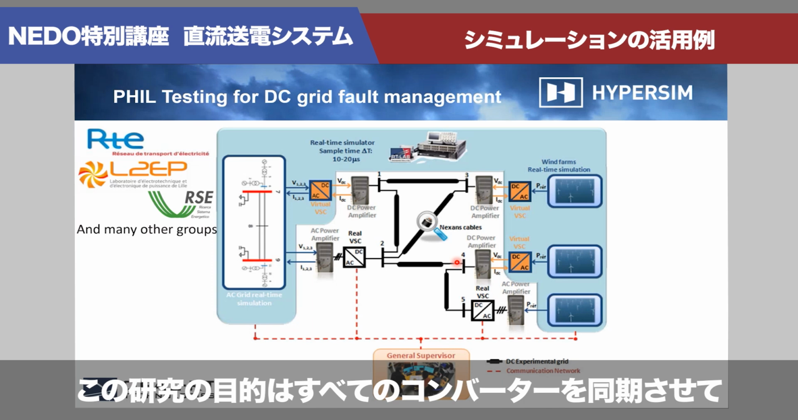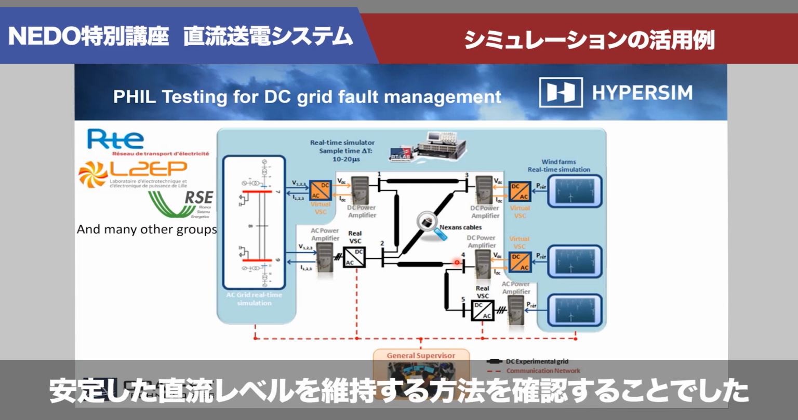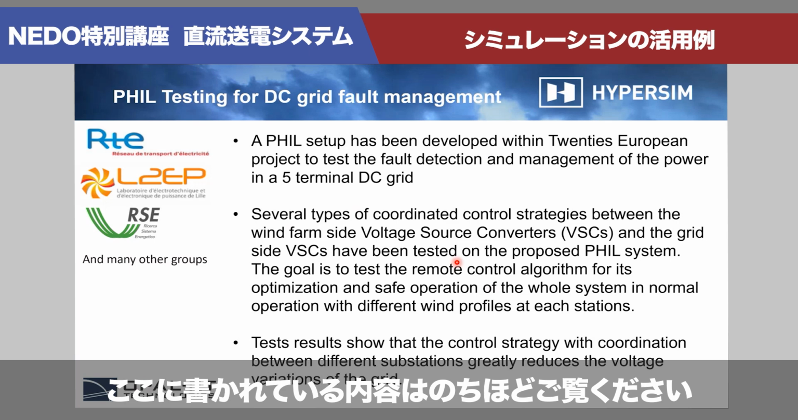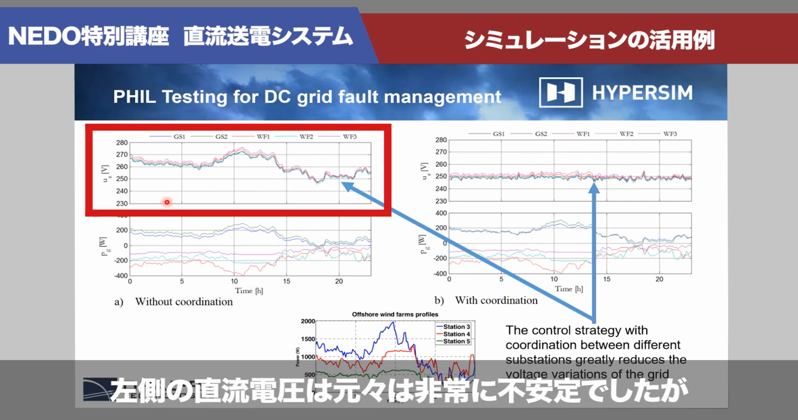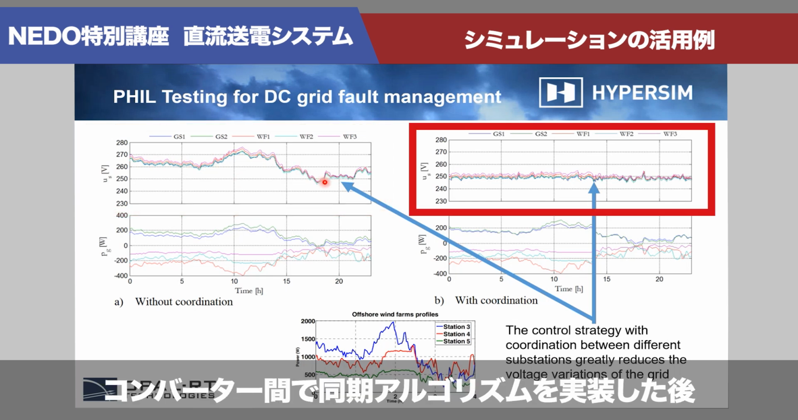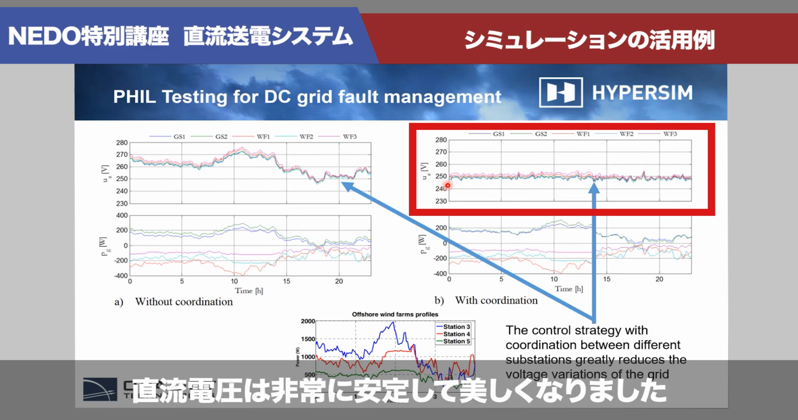The purpose of this study was to see how to synchronize all the converters in order to have a steady HVDC level. It's written over here. You could read it later. Sorry, I'm going quickly because I have many cases I want to show you. You can see on the left side, the DC voltage was very unstable previously, whereas after implementing the synchronization algorithm between the converters, the DC voltage is very nice and beautiful.